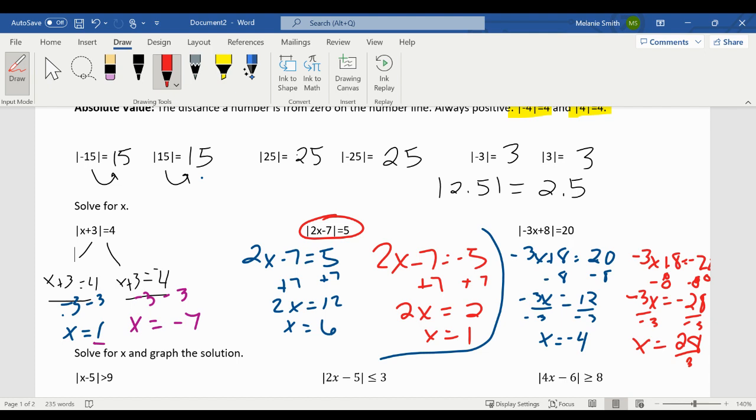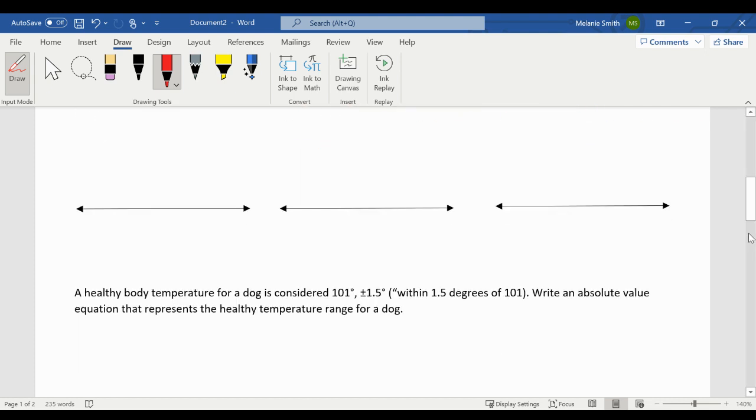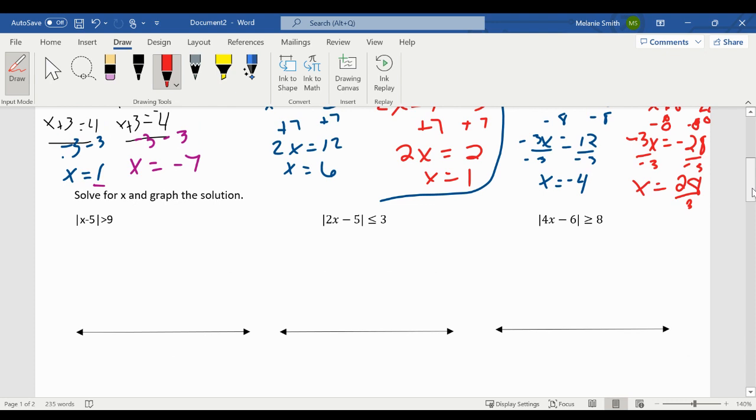So if x is negative 4, this statement will be true. And if x is positive 28/3, it will also be true. Okay. All right. So now we need to solve and graph the solution. So I'm going to go kind of quickly through solving them because they're inequalities, but they're very similar to equations. But when we solve an absolute value inequality, we have to do an extra step. So I've got my first equation of x minus 5 is greater than 9.